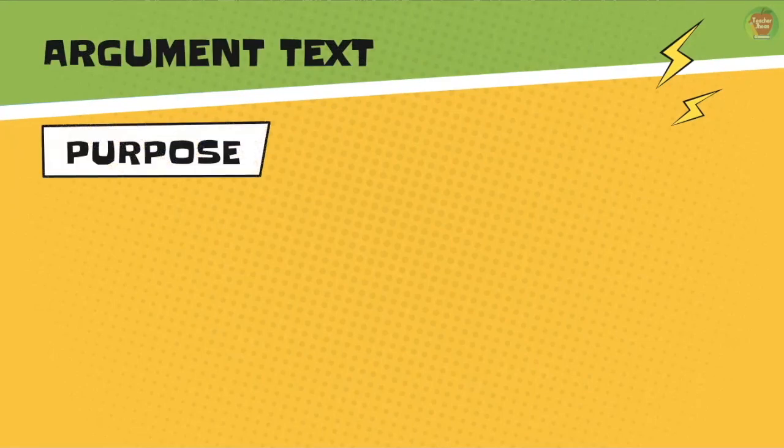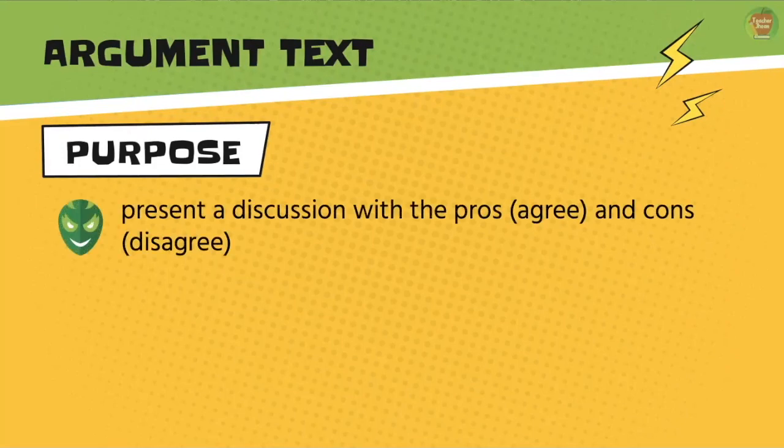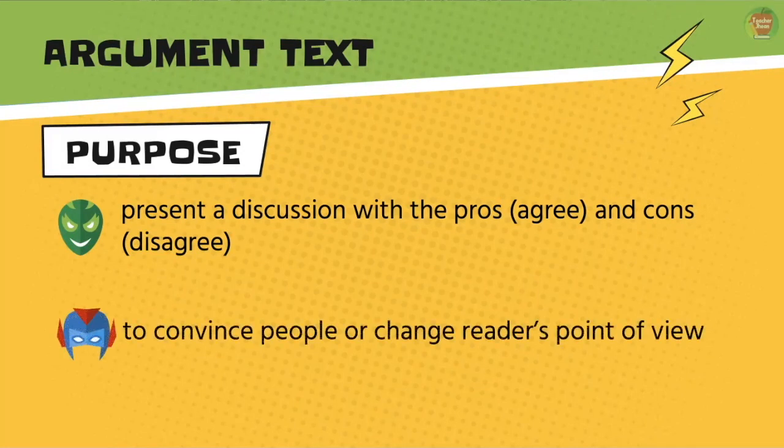The fourth text type is the argument text. The purpose of argument text is to present a discussion with the pros, or agree, and cons, or disagree. It is to convince people or change readers' points of view.